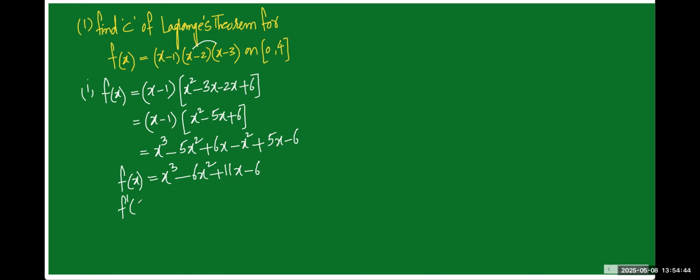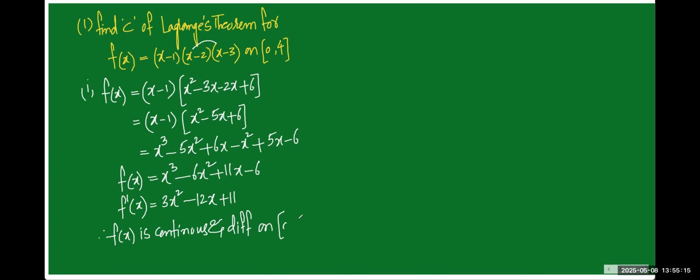Derivative we find out करेंगे, and we write together. X cube derivative is 3x square. X square derivative is 2x, means 6 2s are 12x plus 11. So here we write, therefore f of x is, altogether I want to write two conditions: continuous because it is a polynomial, and differentiable because derivative exists, on closed interval 0,4 and open interval 0,4 respectively. Together I wrote here respectively. दोनों conditions को एक ही बार कर दिया.